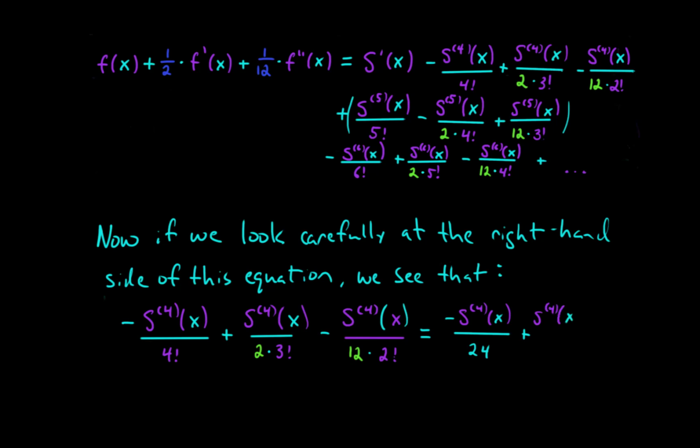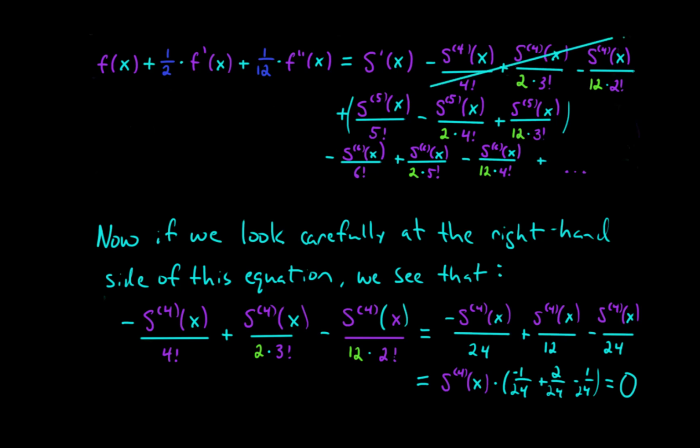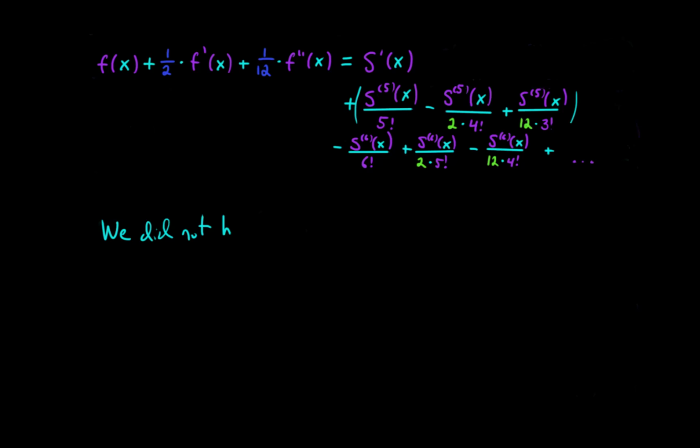So negative s4 of x over 4 factorial is just 4 times 3 times 2 times 1, which is 24, plus s4 of x over 2 times 3 factorial, that's 2 times 3 times 2 times 1, which equals 12, minus s4 of x over 12 times 2 factorial, so that also equals 24. Our common denominator here is 24, so we have s4 of x, I'll just pull that out, and then in parentheses I'll have minus 1 over 24 plus 2 over 24 minus 1 over 24. That equals 0. So a nice thing happened for us here.